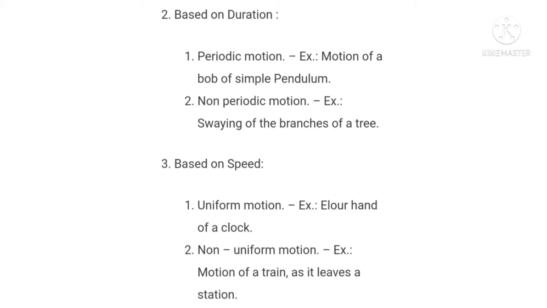Second, based on duration. First, periodic motion. Example, motion of a bob of simple pendulum. Non-periodic motion. Example, swaying of the branches of a tree. Based on speed. Uniform motion. Example, hour hand of a clock. Non-uniform motion. Example, motion of a train as it leaves a station.